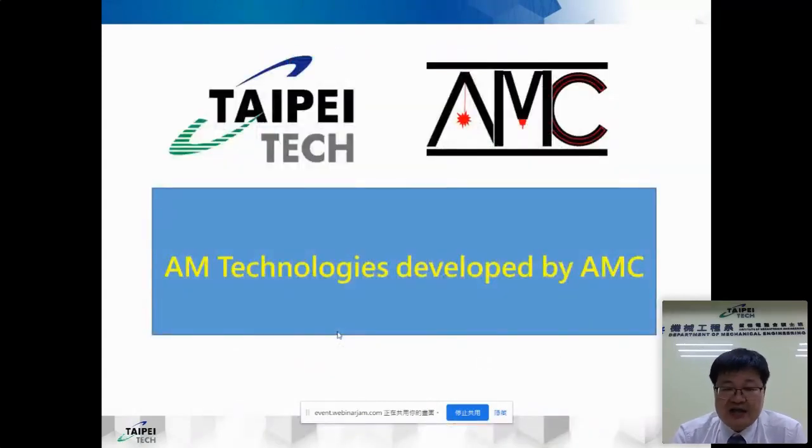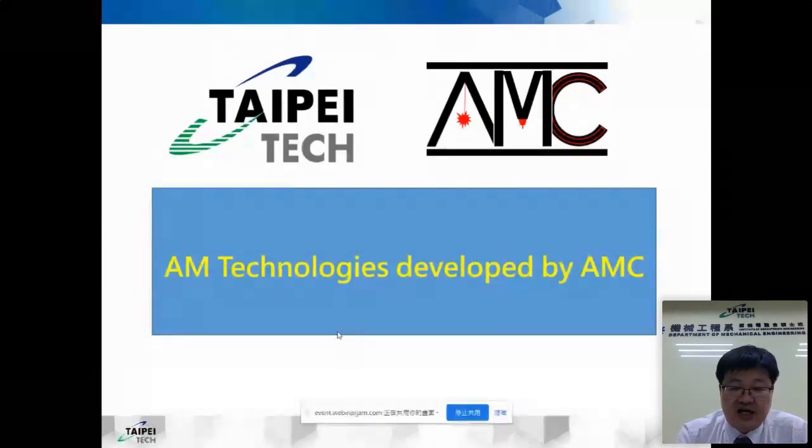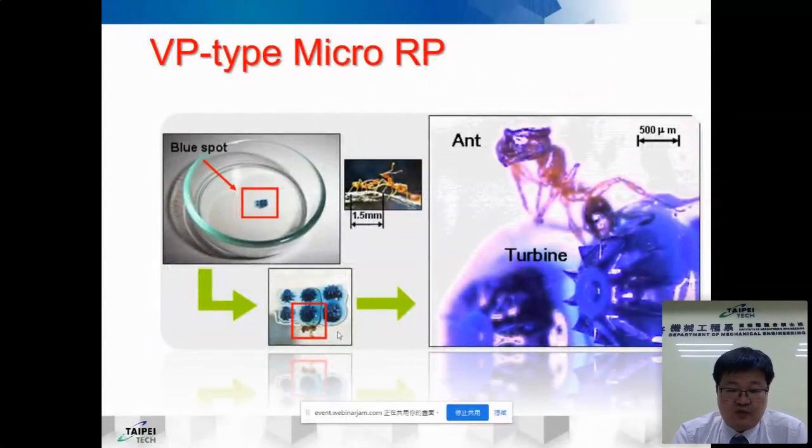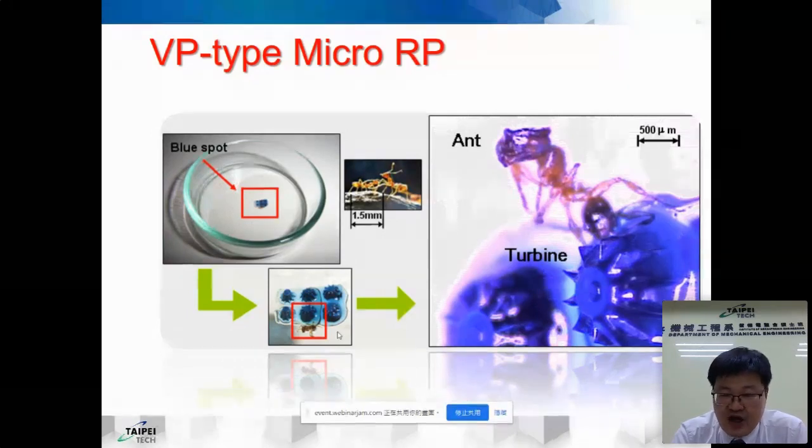And then we are talking about the technology we have developed at the Additive Manufacturing Center. Like this one, that's what we did a long time ago, possibly 20 years ago. At that time, we were capable of making a very tiny object, that is a turbine. This turbine is about 1.5 millimeter in diameter. But then, I don't know where to use it.